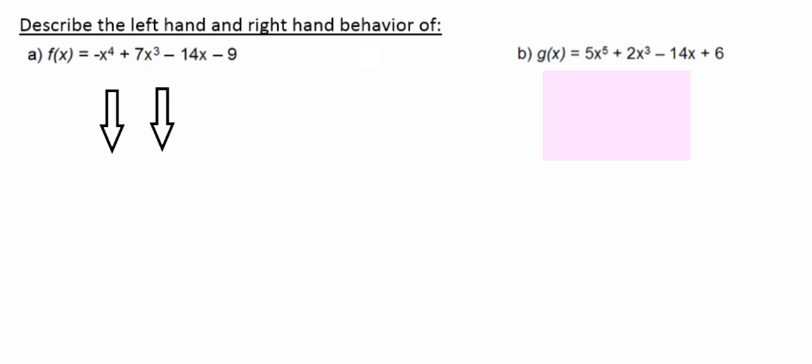So yes, it is an even, but there's a negative. If there wasn't a negative, the left hand would be going up and the right-hand behavior would be going up. But it's negative and it flips, boop, down, down. We see an odd, our highest power is an odd power. We're expecting this to be, as we're looking at the left-hand behavior, where the graph's going down, right-hand behavior should be going up. Indeed.